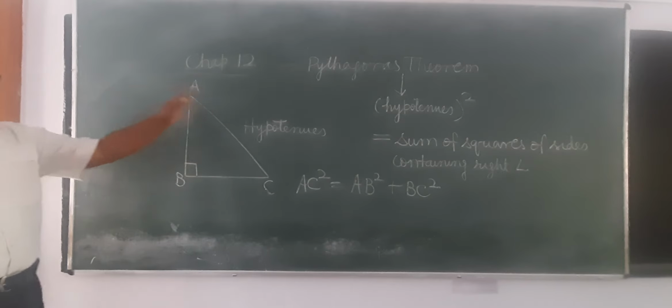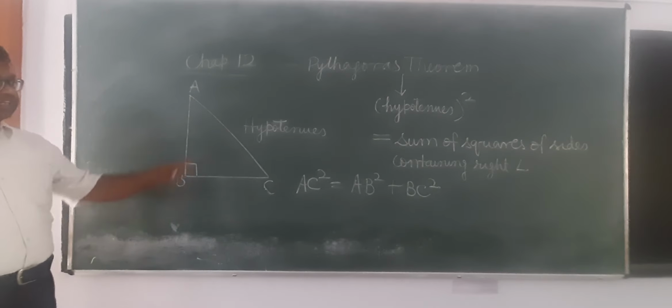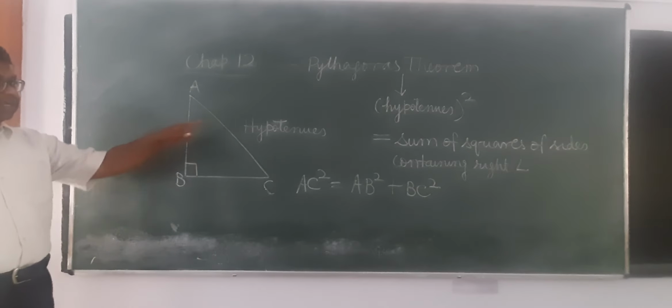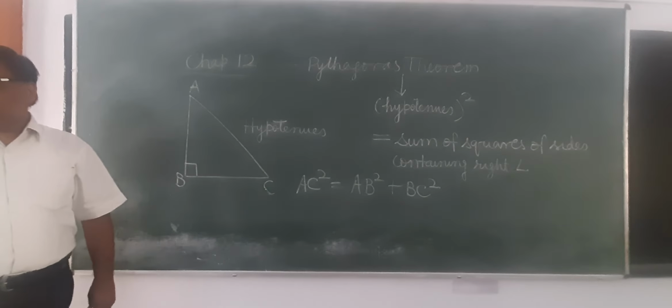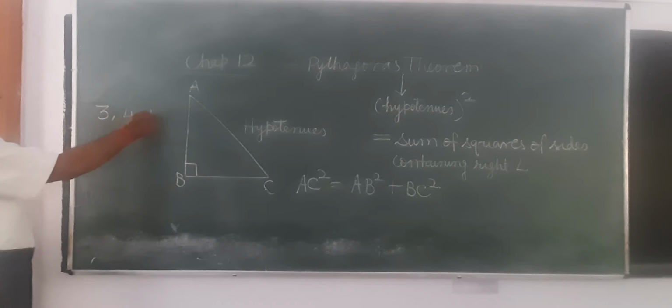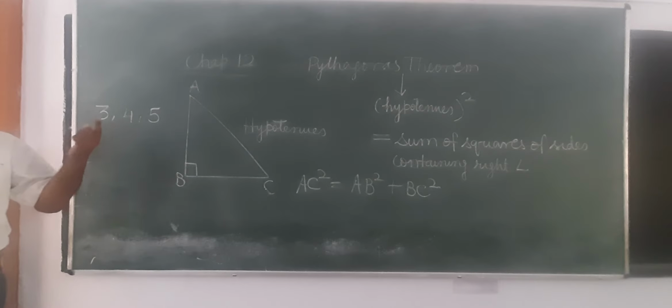Now see here, in this triangle, which one will be the longest side? AC will be the longest side. Hypotenuse will be longest. Remaining two sides will be smaller than the hypotenuse. It's clear. Now suppose you have to check whether these are the sides of a right angle triangle. These sides are in centimeters.